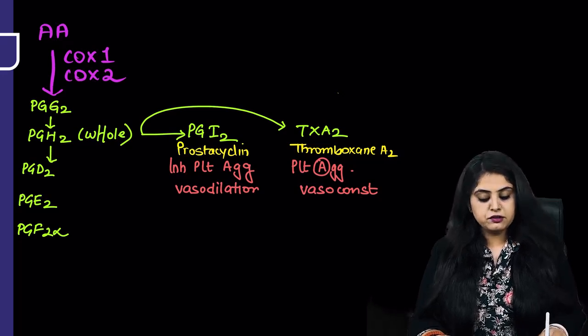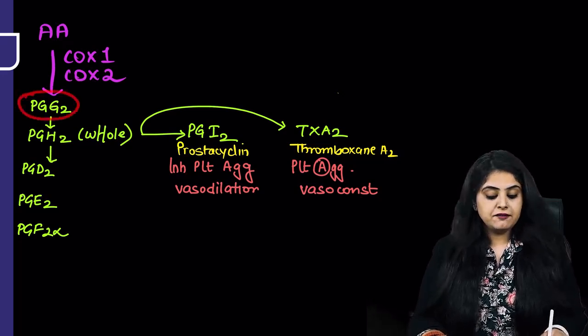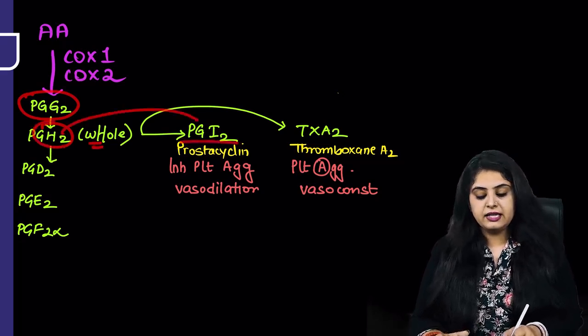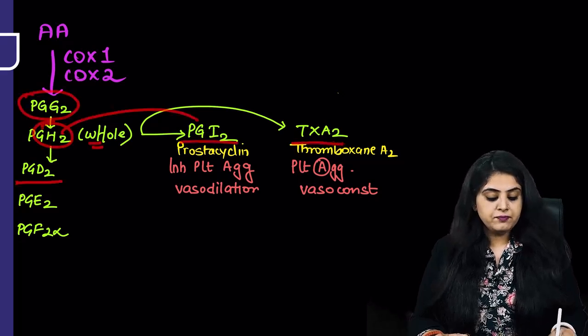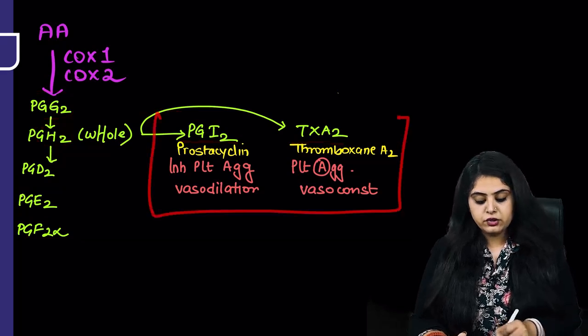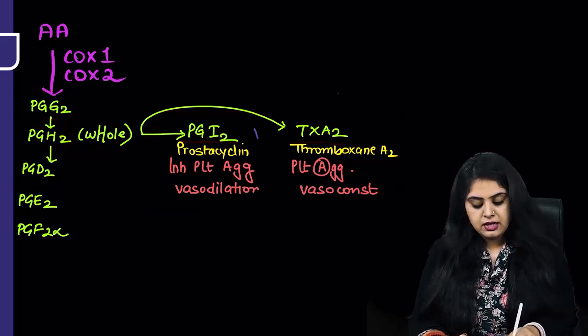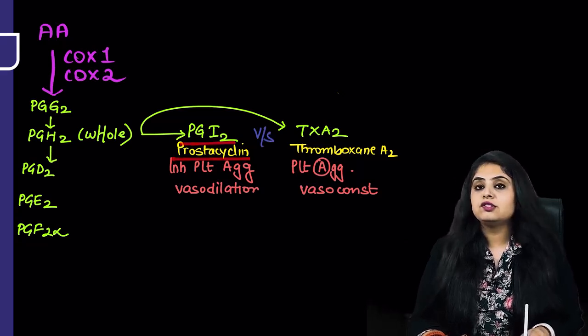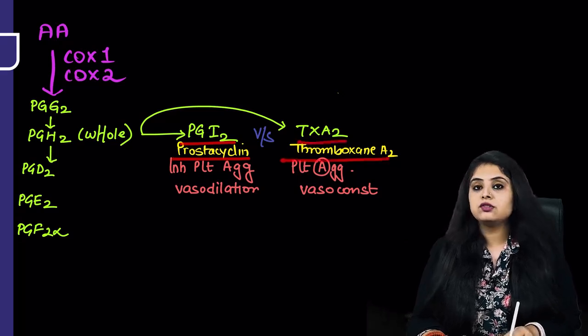So let's repeat. The first prostaglandin to form is G. After G comes H, and H is for whole spectrum. So after H comes I and thromboxane A2. Before them, D2, E2, F2 alpha. Everything comes from H. First, you get a question on these two. Why did I take them together? Because they are opposites. Prostaglandin I2 is also known as prostacyclin, and TXA2 is known as thromboxane A2.